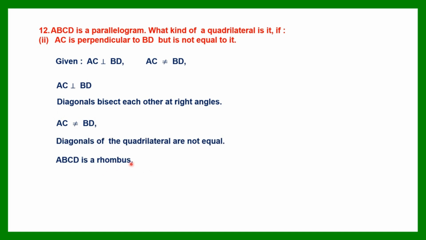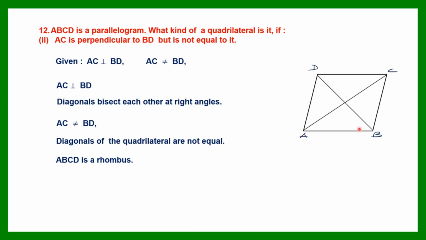We call it a rhombus. So the diagonals intersect each other at right angles, but they are not equal. So this is a rhombus. That's a rhombus, as you can see. Now if we have to name it, we have AC and BD and their diagonals. They are not equal in length. The length is different. But as you can see, they are intersecting each other at right angles. That means they are perpendicular to each other. So this is a rhombus.